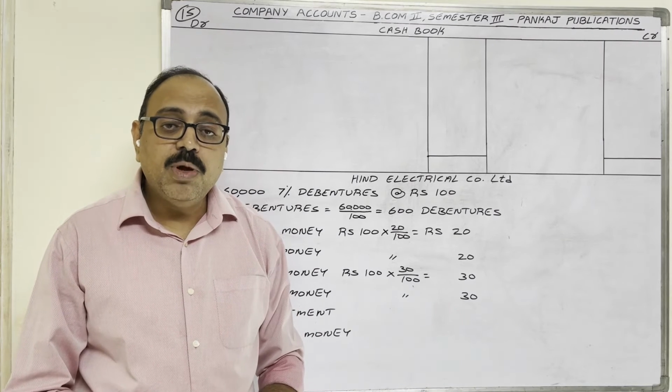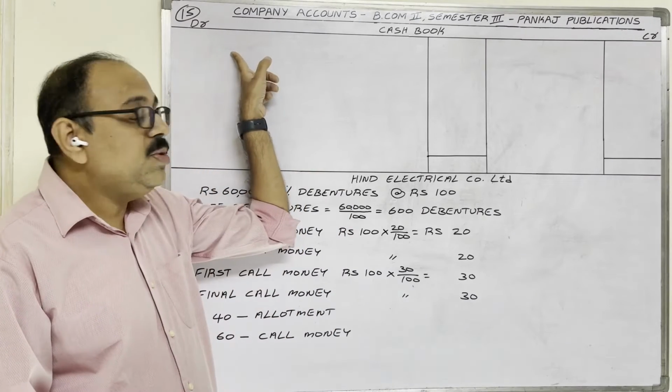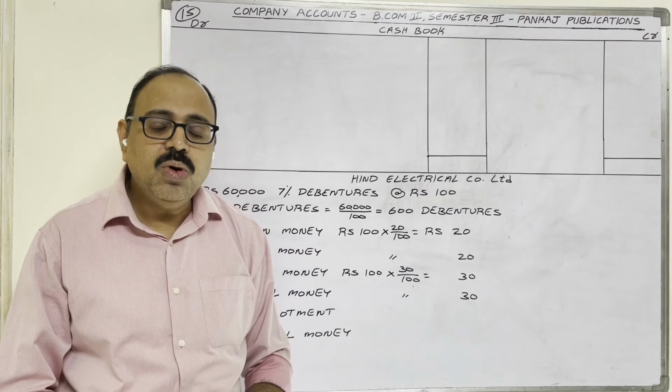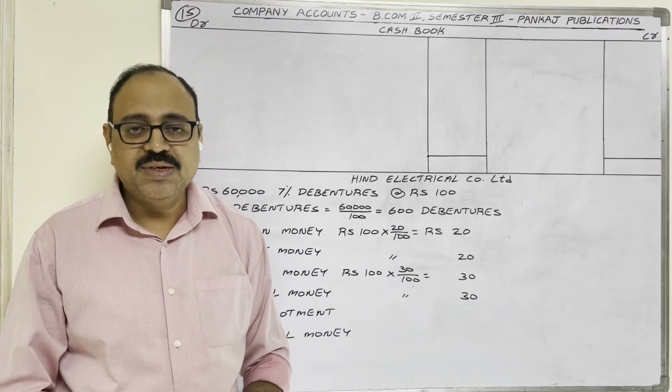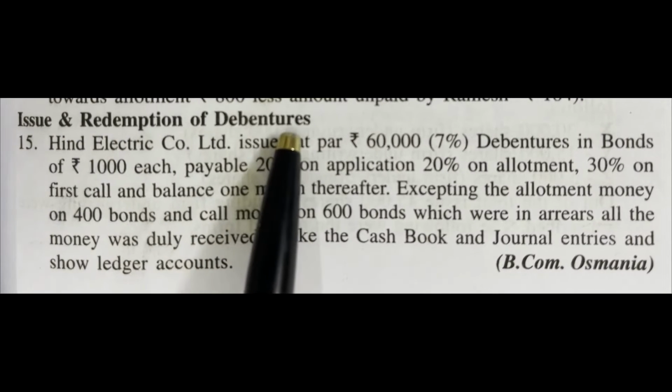The first 14 problems are related to the issue of shares. From the 15th problem to the 21st problem, he is giving problems about issue and redemption of debentures. Let us see the question first. Heading: Issue and redemption of debentures.